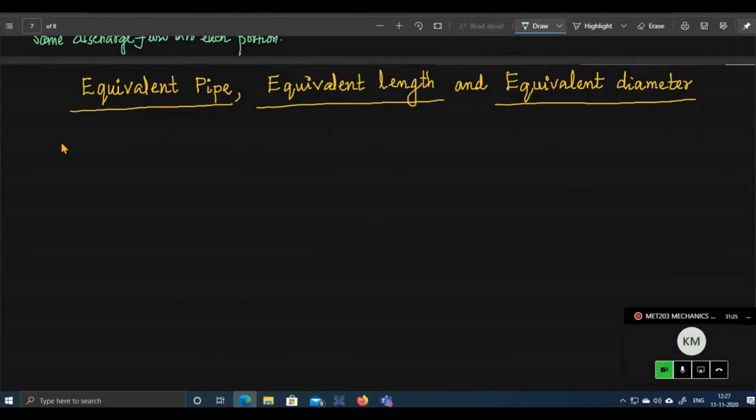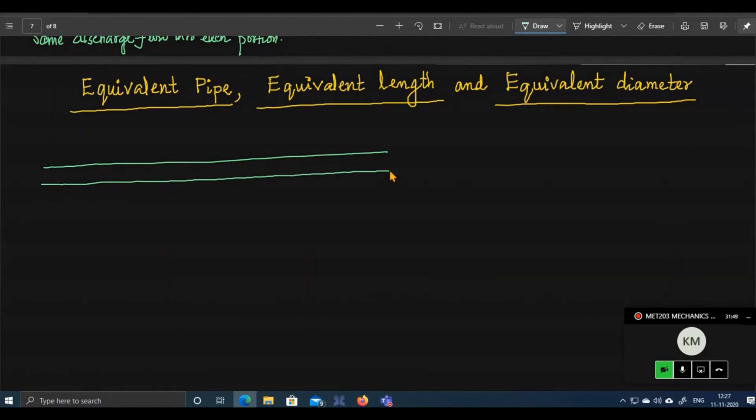For loss of head analysis, usually the piping engineers do this. If you have a complex pipeline, then that can be converted into an equivalent pipe of a common diameter, one diameter. Let me draw like this. Equivalent pipe means the given compound pipe having different portions. I'm not drawing it again, the same diagram. Here you have the diameter D equal to D equivalent. I'll write EQ, EQ means equivalent. And the length of this pipe L is equal to L equivalent. And here the loss of head due to friction, HF equivalent.